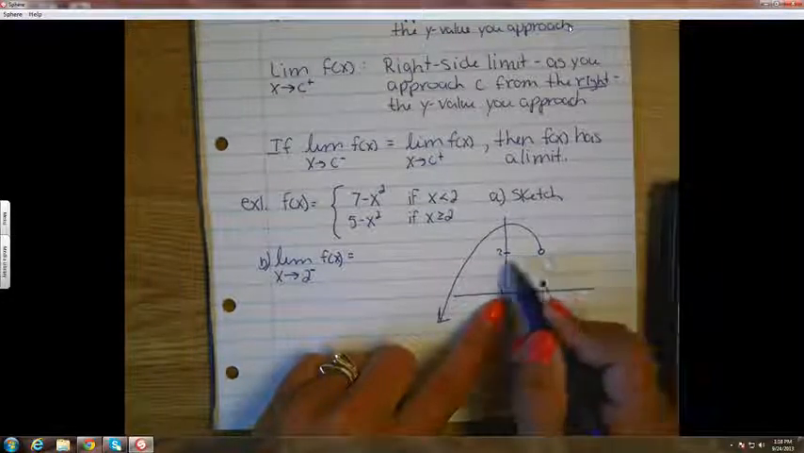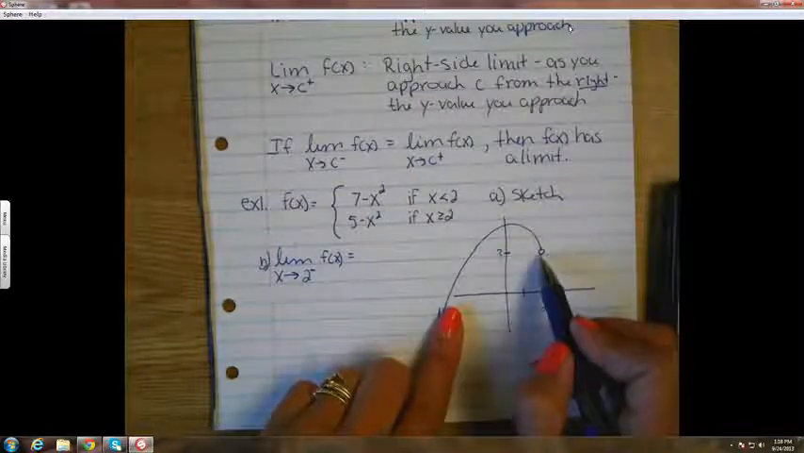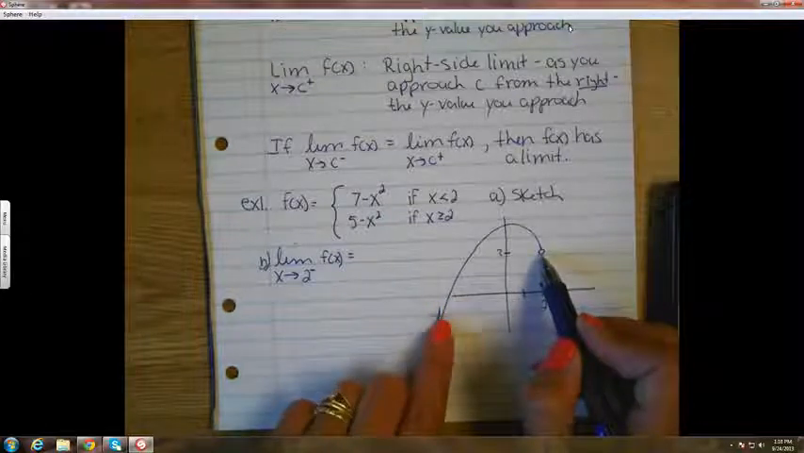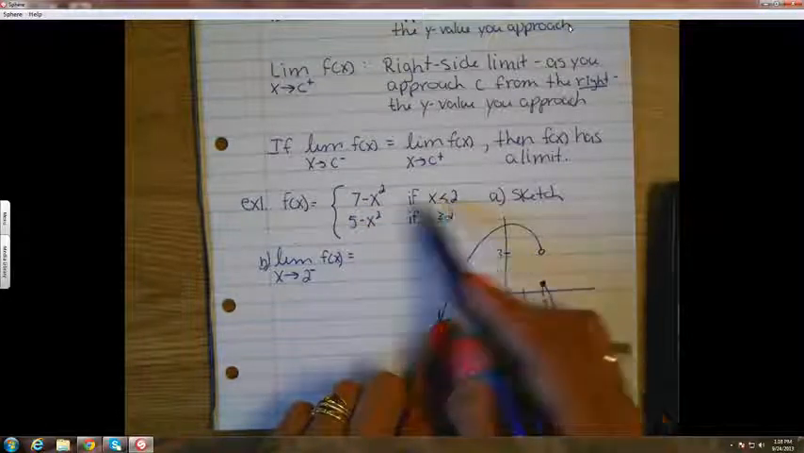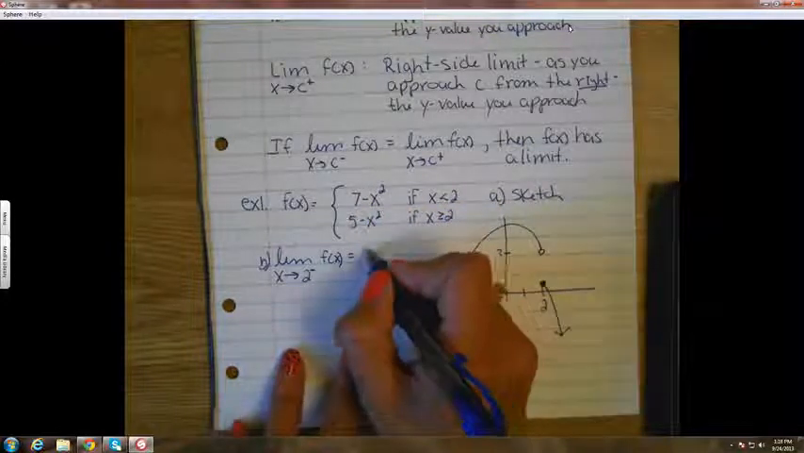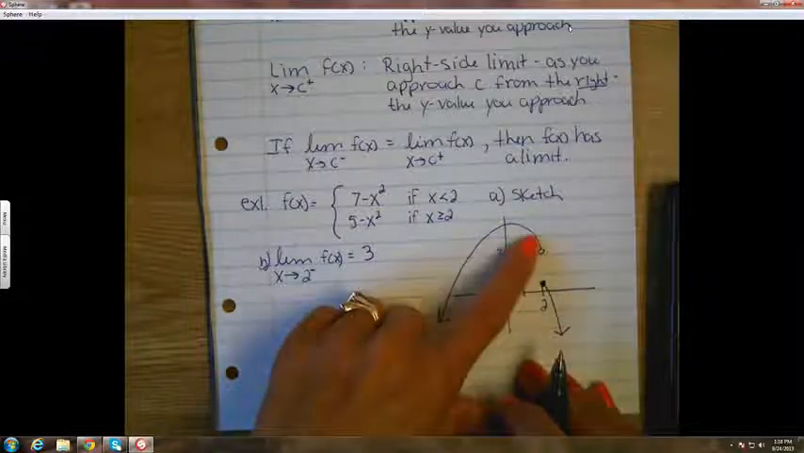Well, all I've got to do is plug 2 in to the right part of this equation. If that was filled in, that would be my, well, it's still my limit, even though it's not filled in. So this was the top part of the equation, so I'm just going to plug 2 in there. It's going to give me a 4, 7 minus 4, it's at 3. So the left side limit is 3.